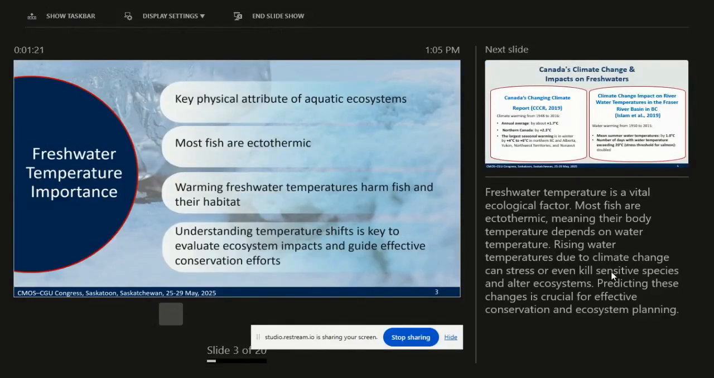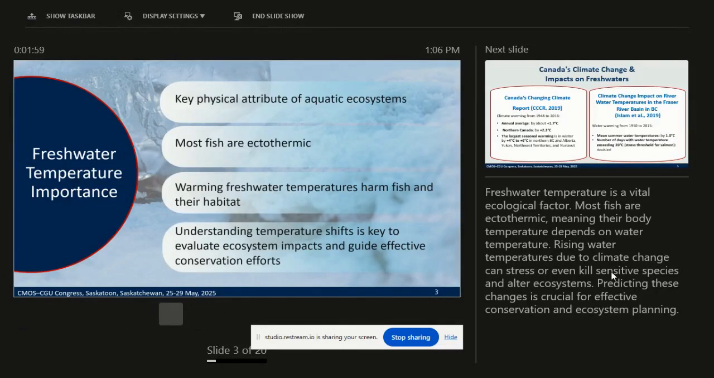So why is freshwater temperature important? Because most fish are ectothermic, meaning that their body temperature relies on the water temperature surrounding them. Meaning if water temperature increases for any reason, it can stress or even kill the fish. It can stress their movement, their migration, their distribution, feeding, or even reproduction. So it is important for us to know how the water temperature is varying and changing in different types of water bodies. There are also different factors which are affecting water temperature.